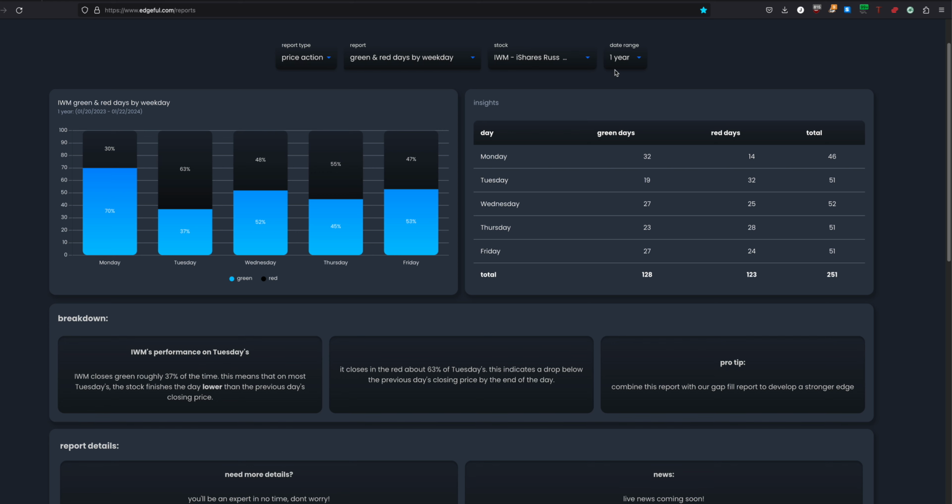For whatever reason, over the last year, it's had great Mondays, closing green 70% of the time, but on Tuesdays, only able to close green 37% of the time, excuse me. In other words, it closes red 63% of the time.